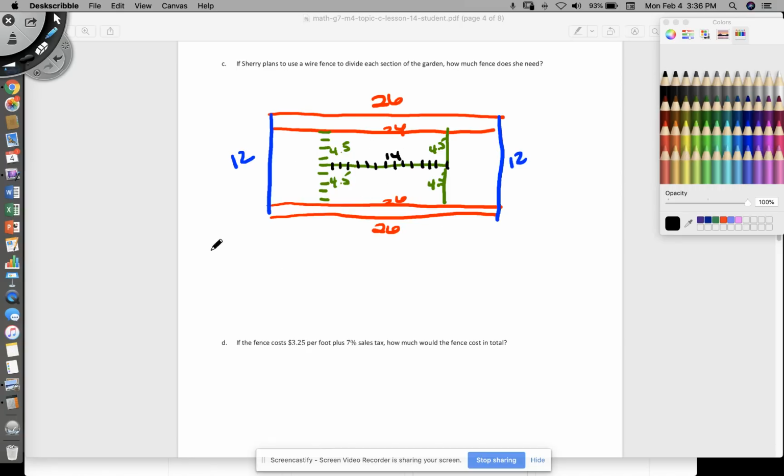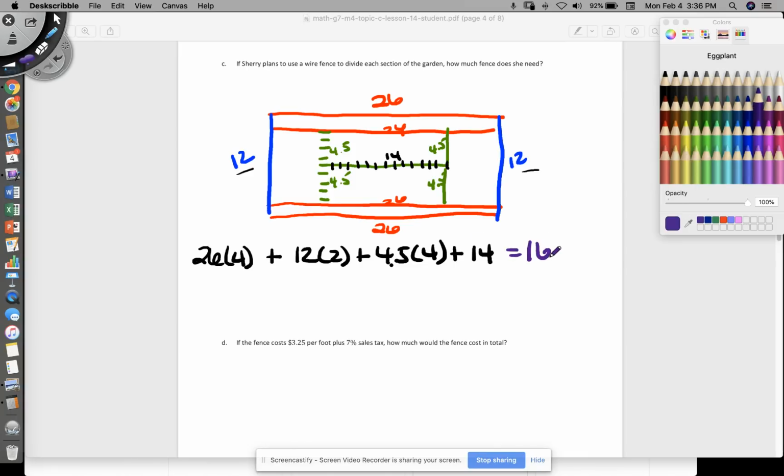So how many 26s do I have? I have 4 of those. So 26 times 4. Plus, okay, I got 2 12s, so I'm going to say 12 times 2. Plus, I have 4.5, and I have 4 of those. Plus 114. All right. So when we add that all up on our calculator, we get 160 feet. All right, now that is for the diagram.